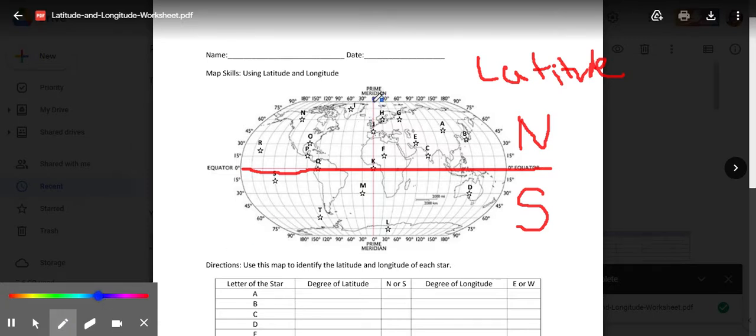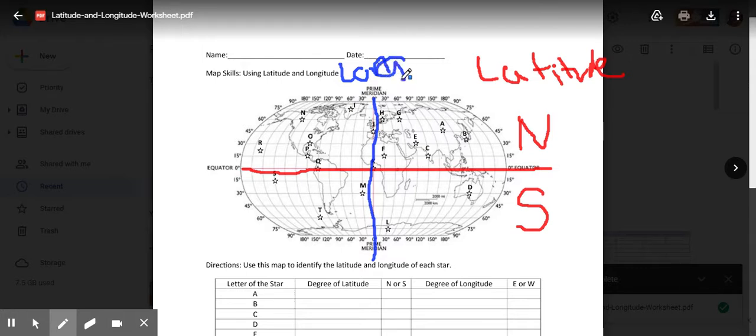The prime meridian is the 0 degrees of longitude, and I'm just going to abbreviate longitude. Really bad job at that. And that divides the world into the eastern and western hemispheres. I would also label your east and your west on either side of the prime meridian, so that way you can remember which are which. Erase that portion, erase these lines.